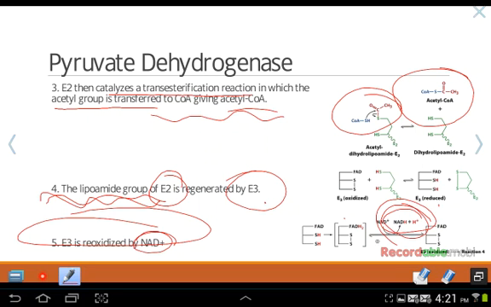However, this NADH generation is not considered part of the citric acid cycle because we don't start the citric acid cycle until we have our acetyl-CoA. So this is just another additional bonus of NADH.